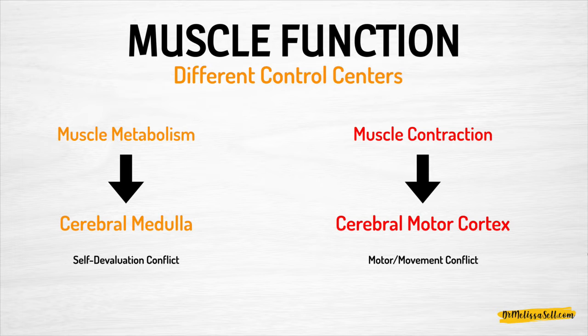Now the muscle contraction, so the ability of the muscle to move, is controlled neurologically with the skeletal motor nerves. And this is controlled from the cerebral motor cortex and responds to a motor movement conflict, which is the focus of our topic today. But you can see how these obviously are very closely related. They both are related to the muscles. It is common for someone to experience a motor movement conflict and to develop a self-devaluation conflict in response to not being able to move.